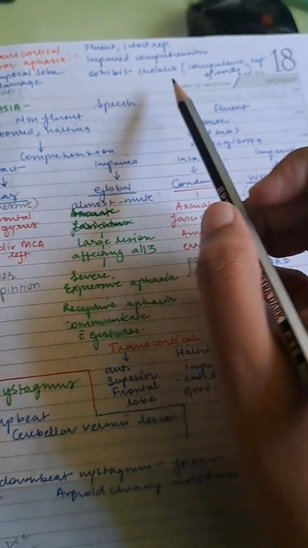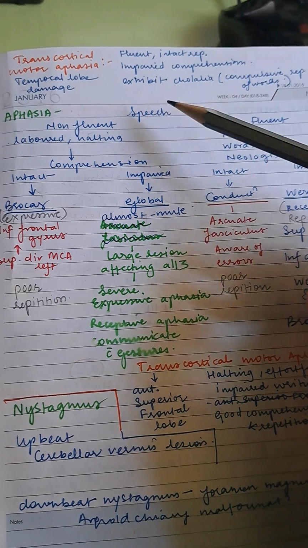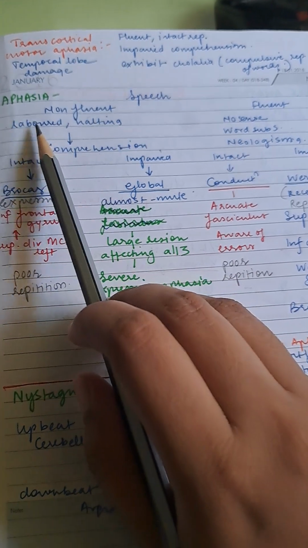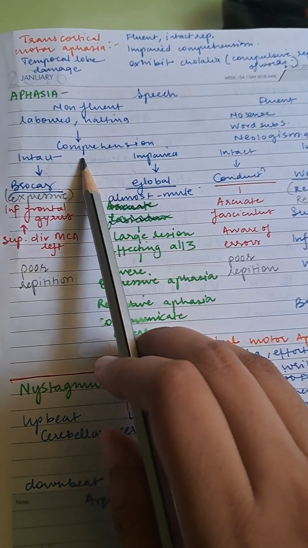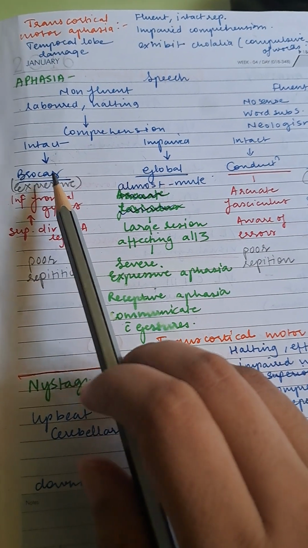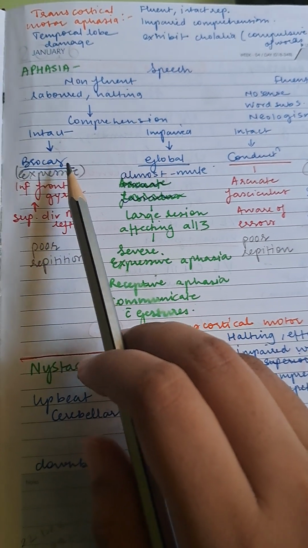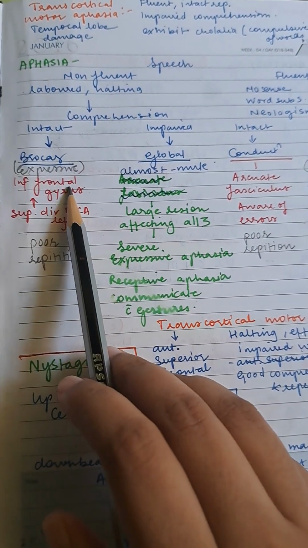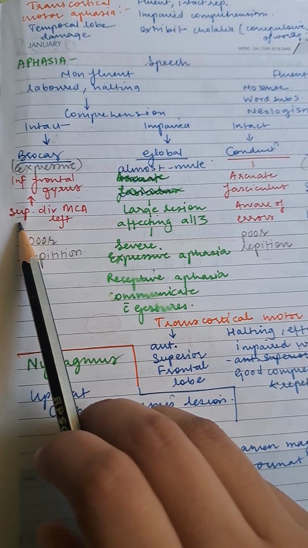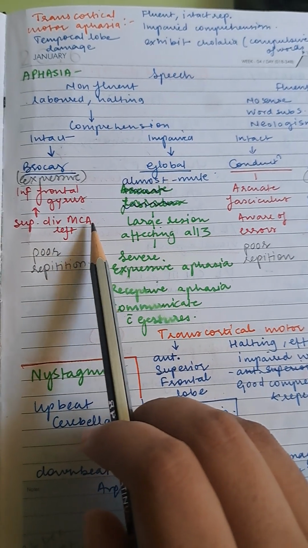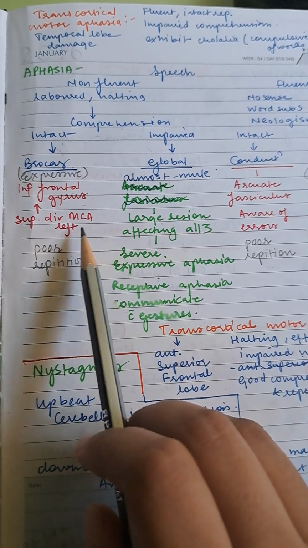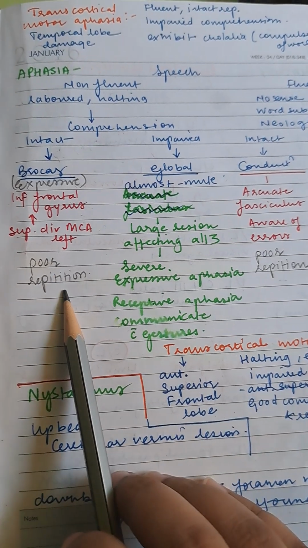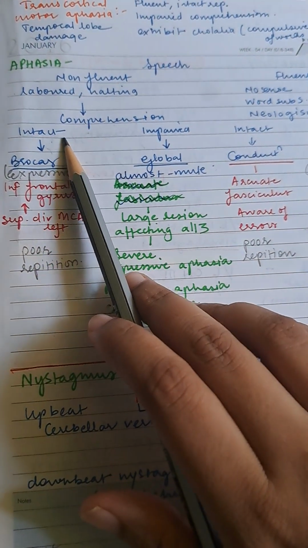While solving questions, you will first see the fluency of the speech, then comprehension. If the speech is non-fluent, labored, halting, and the comprehension is intact, the lesion might be lying in the Broca's area, and the person will have an expressive aphasia. Again, the inferior frontal gyrus will be affected, and there might be an infarction in the superior division of the left middle cerebral artery. In this case, because the person cannot produce words, the repetition will be poor. But the comprehension here will be intact.